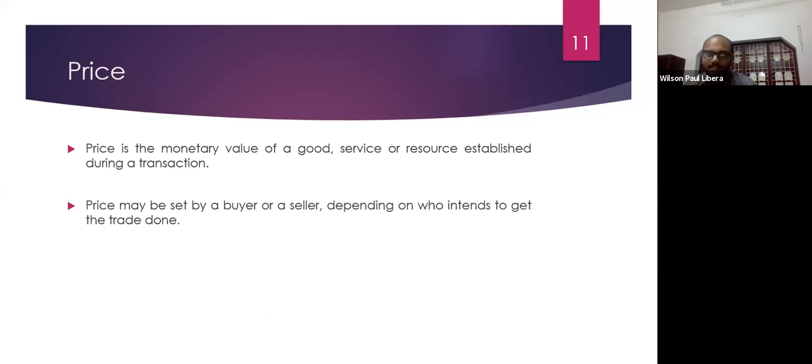In that particular case, who's fixing the price? The other person is fixing the price, right? The buyer is fixing the price in that case. Okay.